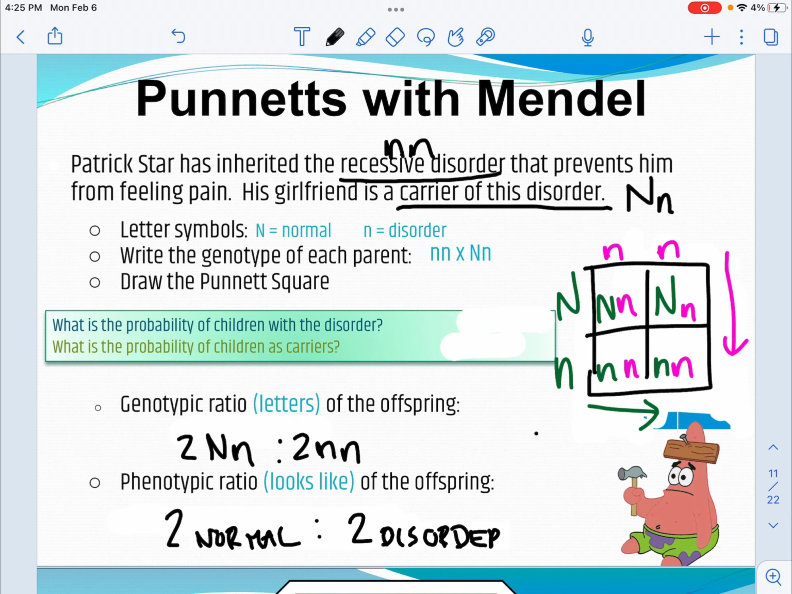Last thing here to fill out is look and see: what is the probability of having children with this disorder? Well, we have 2 out of 4. So that's going to be 50%, or 1 out of 2. And what is the probability of children as carriers? That is also going to be 50%. Because again, carriers means the same thing as heterozygous, just like that.